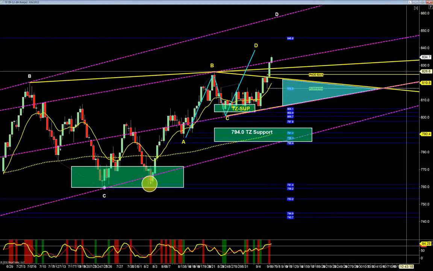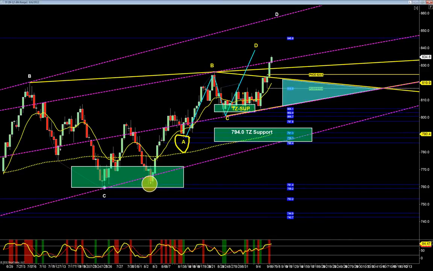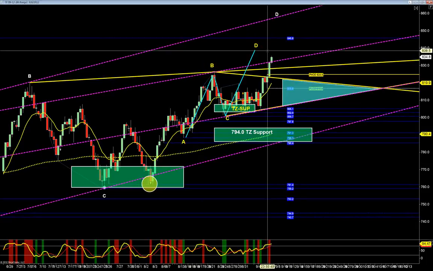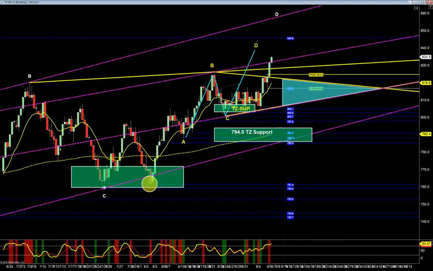So the final target now, do you see the ABCD? There's the ABCD right there. This is another time frame. Same pattern, different time frame. And this tells me that somewhere around that 838, let's see what it is here. Yep, 839. Somewhere around that 839, we're going to get a possible reversal.